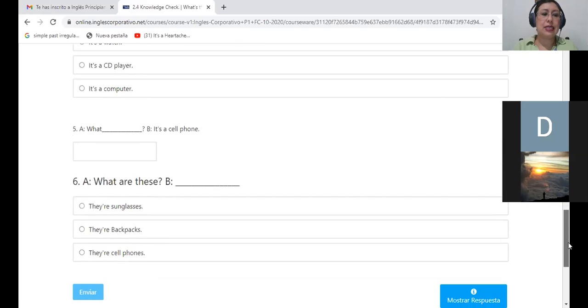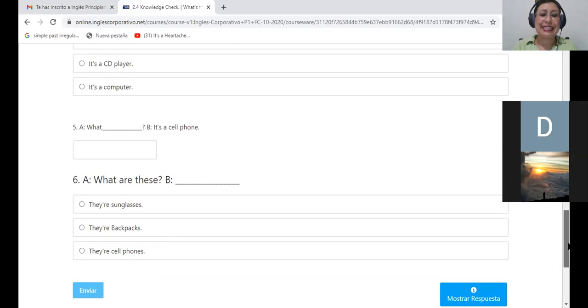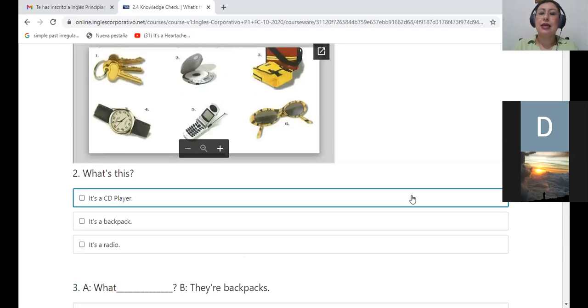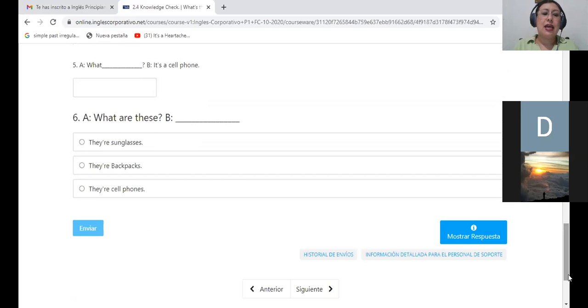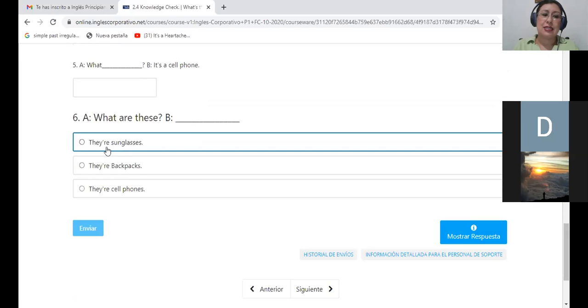Okay, number six, what are these? Right? What are these? And you connect the number six with the number six here, and then you say the answer, they are sunglasses. The first one, they are sunglasses. Okay? Do you have questions so far? ¿Tenemos preguntas hasta aquí en este ejercicio, en este knowledge check? ¿Todo mundo lo resolvió ya?